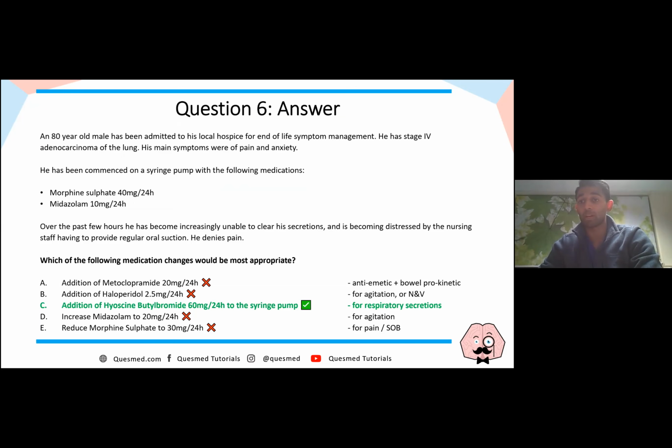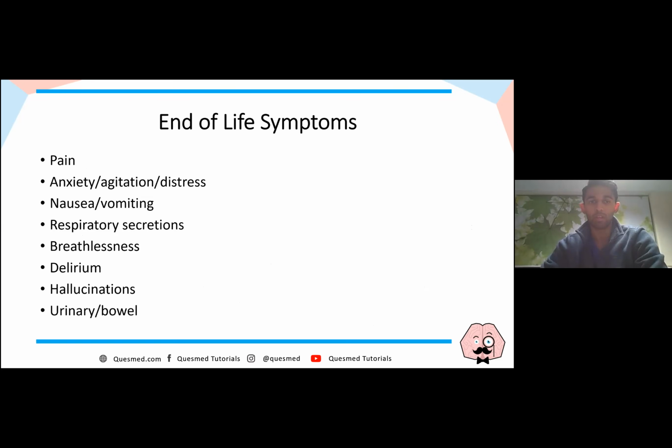So metoclopramide is an antiemetic, which has some prokinetic effects. Haloperidol is usually for agitation, does have some good antiemetic effects as well, particularly at the end of life. Midazolam, generally for agitation, can also calm breathlessness, which is related to agitation. And then morphine, typically for pain, but also for pain-related breathlessness. These are the main end-of-life symptoms that you're going to encounter with patients in the palliative care setting.